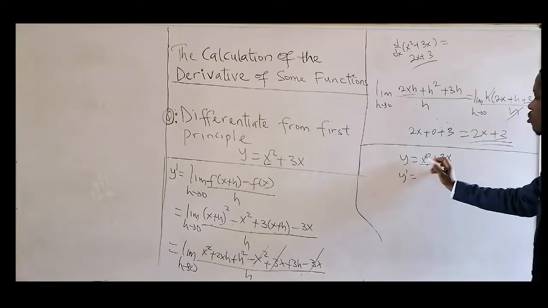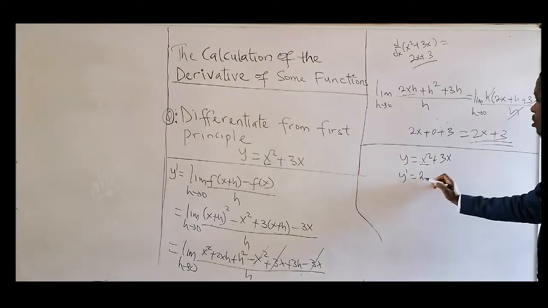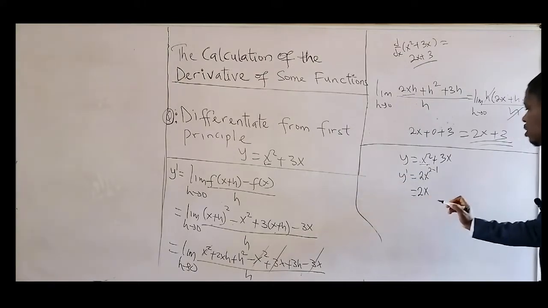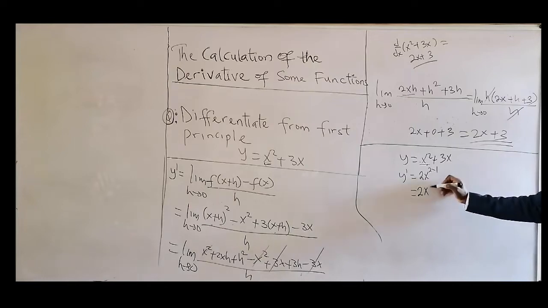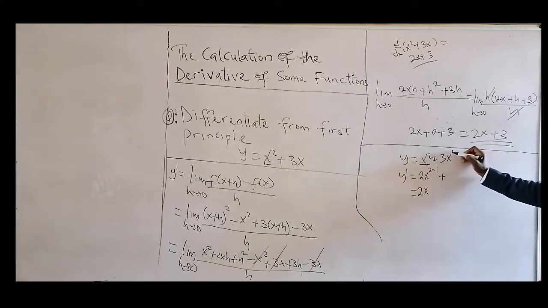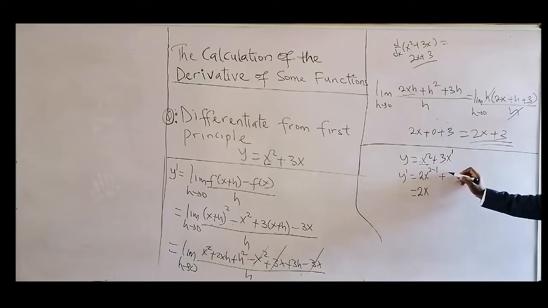So for this, the 2 goes to the front, that will be 2, then write x, then subtract 1 from the power. And that will go to 2x to the power 1. x to the power 1 is that number. Then come back here. This one is 3x, which has power 1 here. So 1 will go to the front. That's 3 times 1.